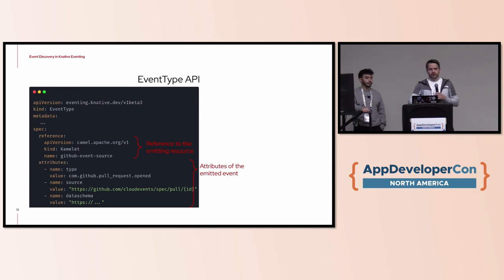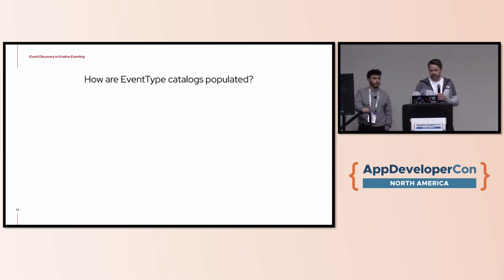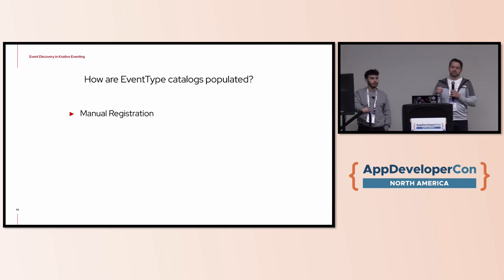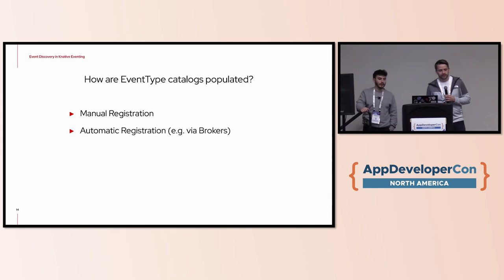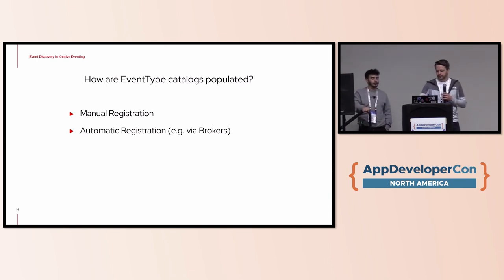But you might wonder, how do these event catalogs get created, or how do these event types get created for you? Of course, you can manually register them by creating a new custom resource of the event type. For example, as a source owner or source creator, you could create those event types and ship them with your product so that everybody who uses this source knows directly, okay, this source emits events of this type with these attributes and so on. Or in Knative, you can use the automatic registration feature, which is, for example, available on brokers, which creates those event types automatically for you.